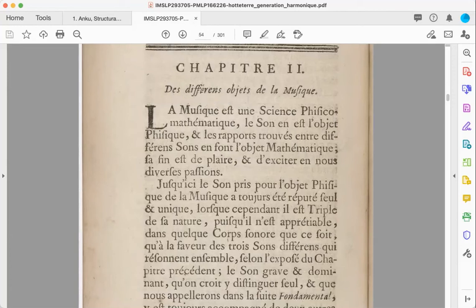And Rameau is often compared, and was compared by his contemporaries, with Newton for recreating the musical system out of scientific foundations. Of course, as we saw with the undertones, he's maybe a little shaky on some of the science, but that's not necessarily a reason to throw out the whole system. So it's a physico-mathematical science. It combines physics, which has as its object sound or the tone.